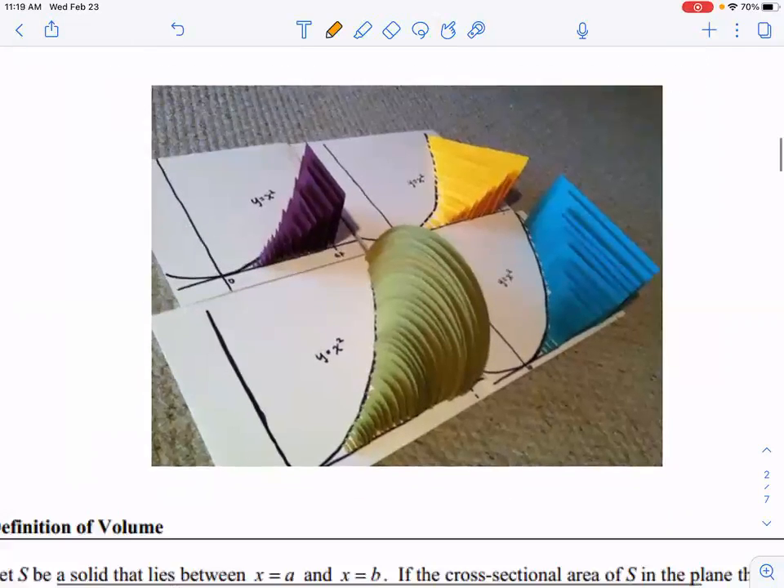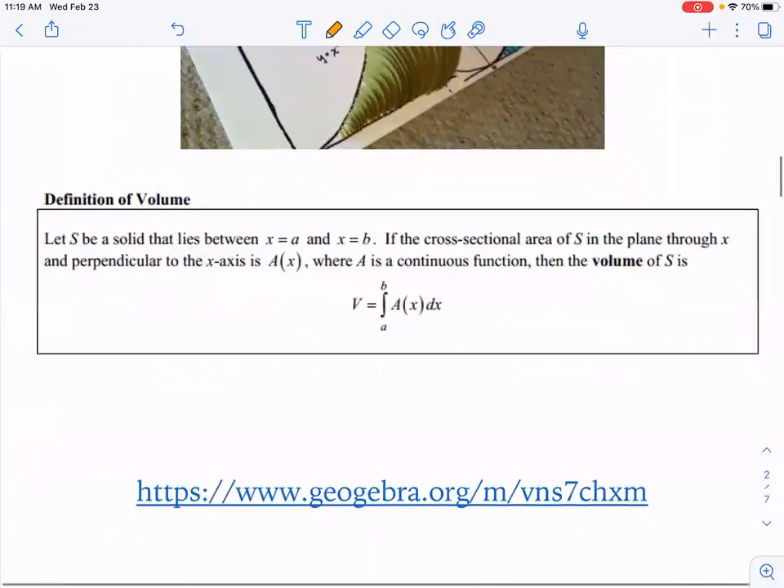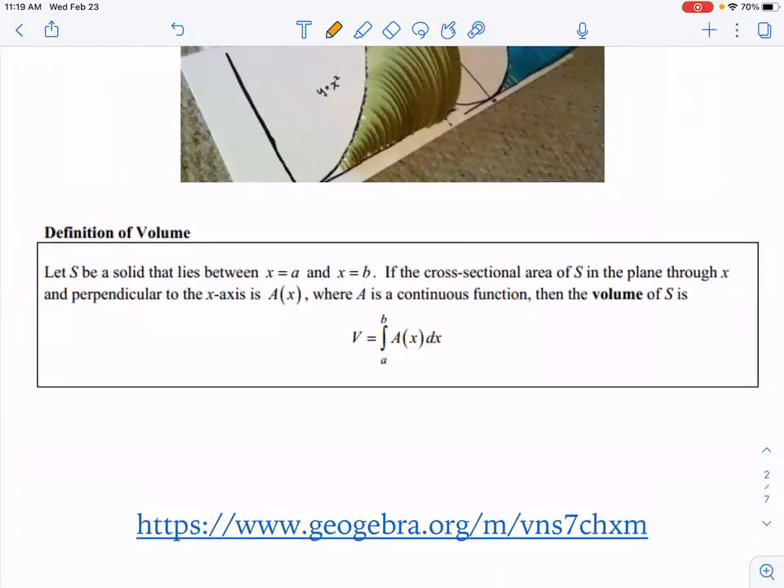So when we find the volume of a known cross section, if it's perpendicular to the x-axis, we are going to take the integral from a to b of area times thickness. If we're perpendicular to the y-axis, we'll go in terms of y. This is what we're working with. I'll show you some really cool interactive things here pretty soon, so you can get a visual of what is happening.